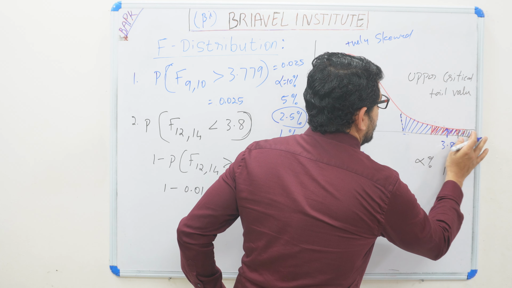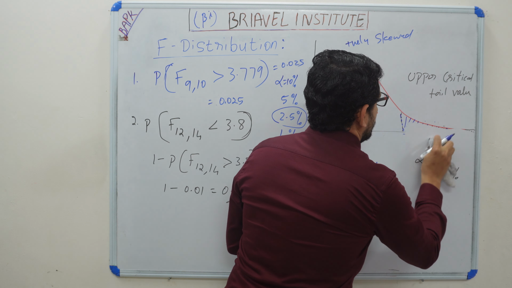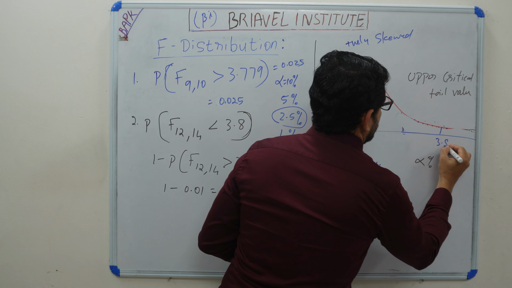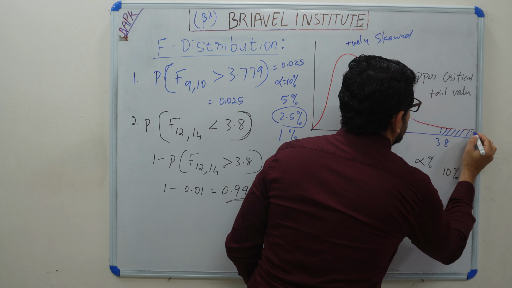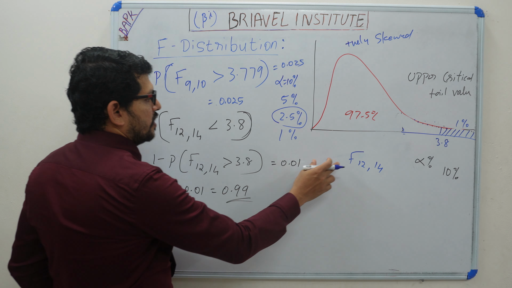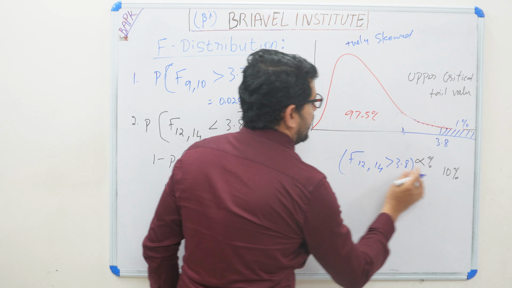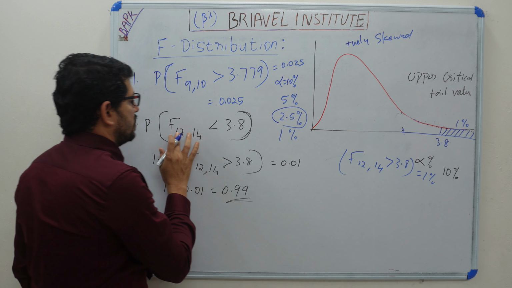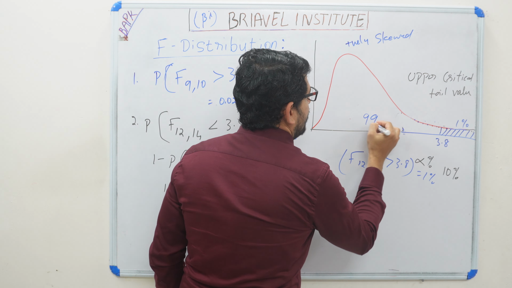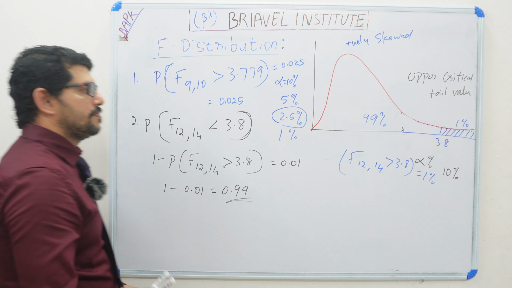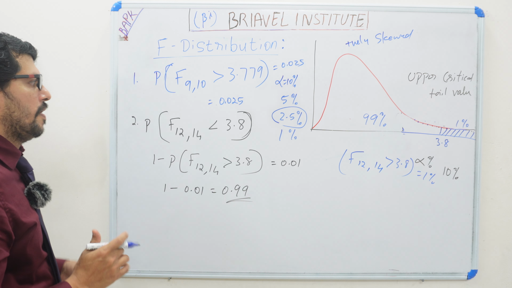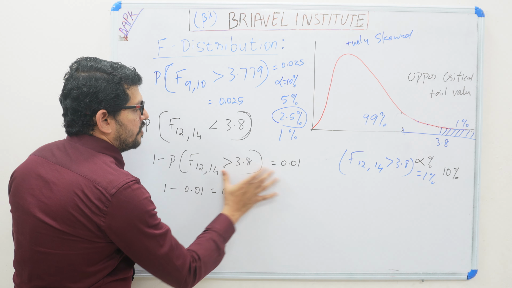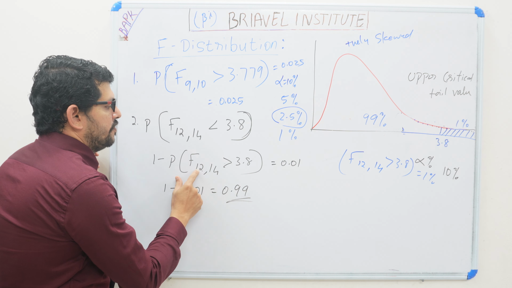Up to here, this is the end of the value, 3.8. This is 1%: the probability that F of 12 and 14 is greater than 3.8 is 1%. So it is falling under 1% here. Up to here, it is asking about F of 12 and 14 less than 3.8. It will be 99% lying below the F value of 3.8. So 99% is F of 12 and 14 less than 3.8. This 1% is from the table, the 1% significance level, where we get the value of 12 and 14 as 3.8.